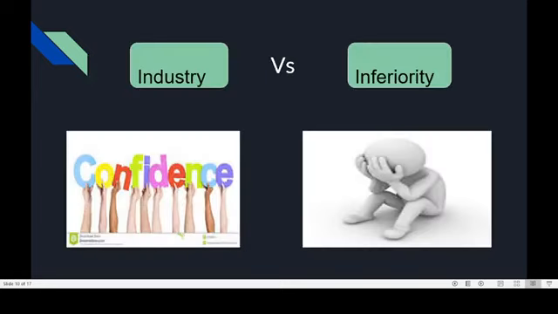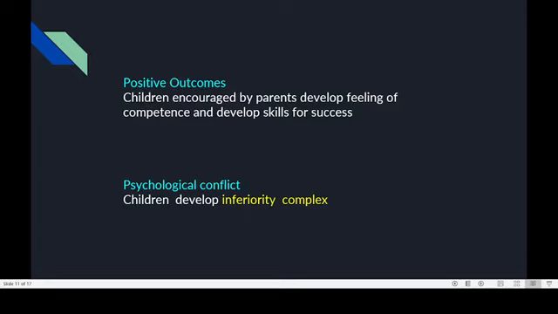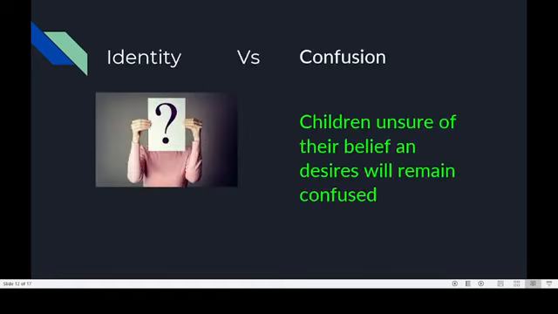This is the next stage, industry versus inferiority, where the children are able to accept the peer group and cope with the demands of academic situations, and they develop confidence and move forward. Failure of this stage leads to an inferiority complex. The positive outcomes are that when children are encouraged by the parents, they learn how to compete with others and also develop skills for success. The psychological conflict is that the children develop an inferiority complex.